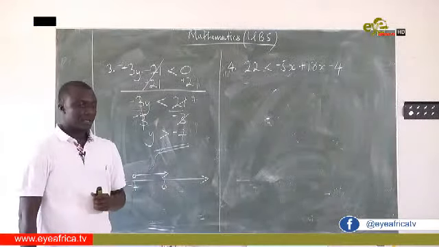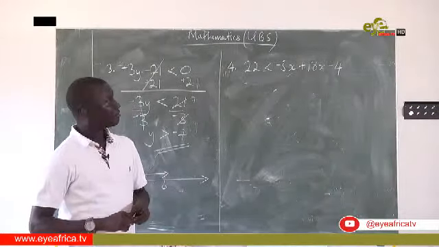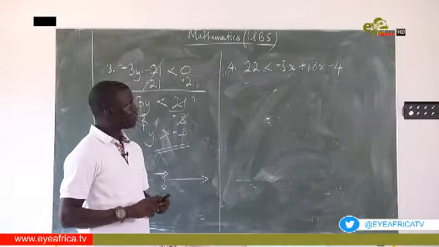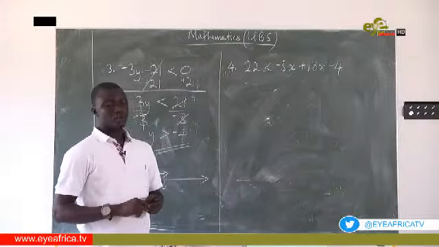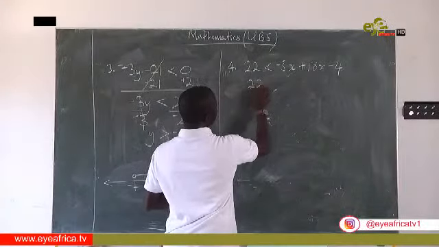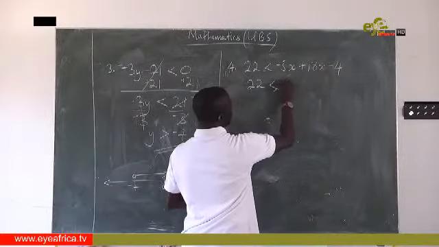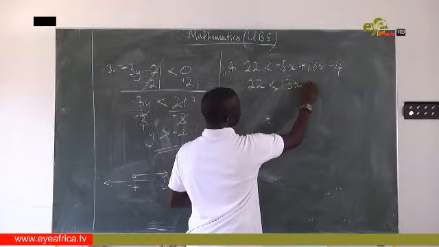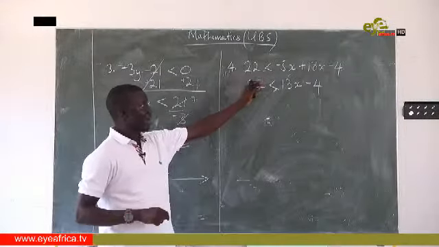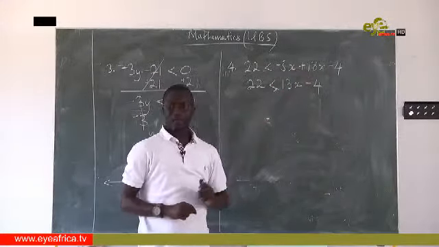22 is less than negative 5x plus 18x minus 4. Here we have variables on only one side, although it is a longer inequality. So we need to simplify that aspect first. We shall say 22 is less than negative 5x plus 18x is 13x minus 4. Okay, with the integers there, when you add a positive and a negative number, you take the smaller digit from the bigger digit and maintain the sign of the bigger digit.